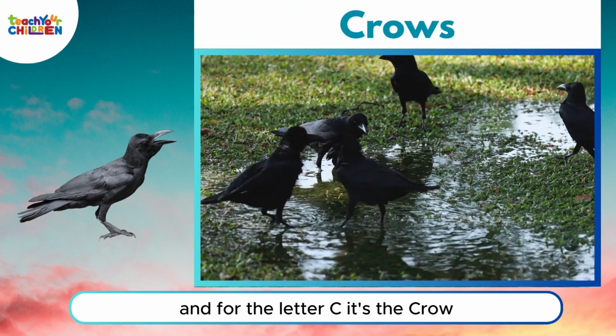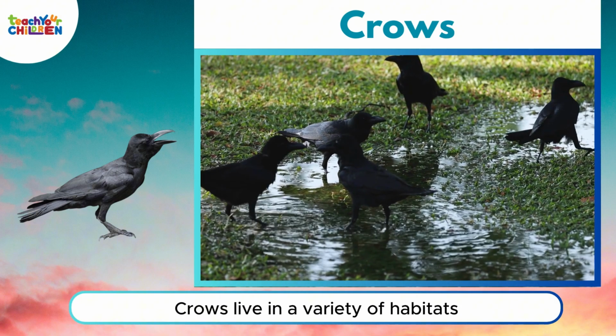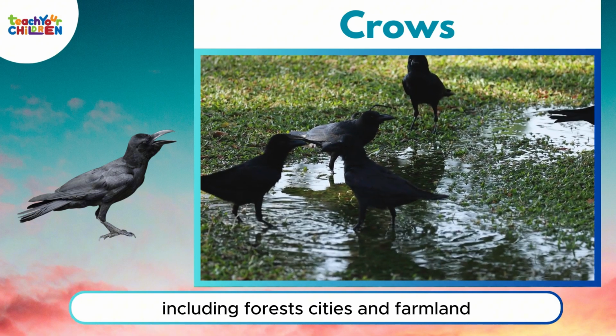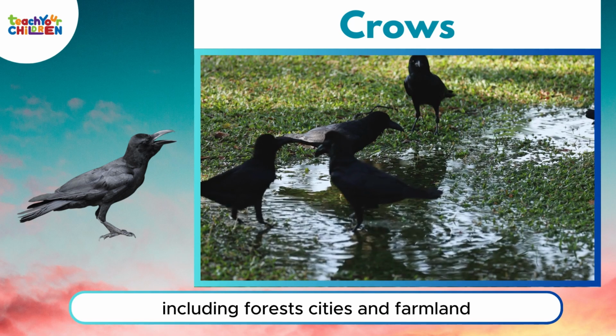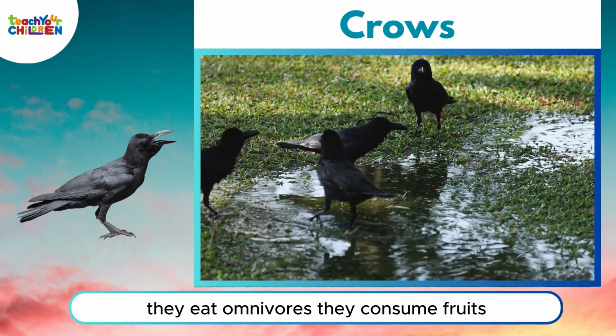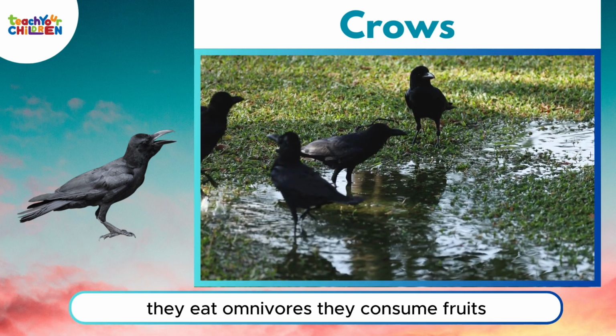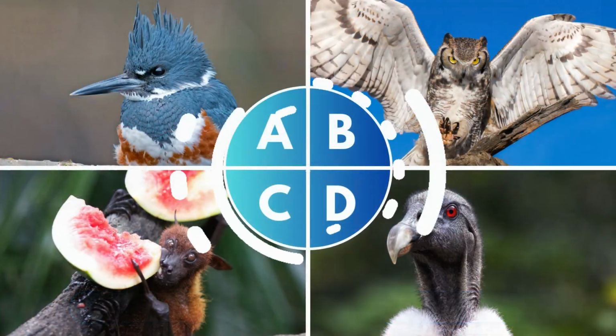And for the letter C, it's the crow. Crows live in a variety of habitats, including forests, cities, and farmland. They are omnivores. They consume fruits, insects, and seeds.